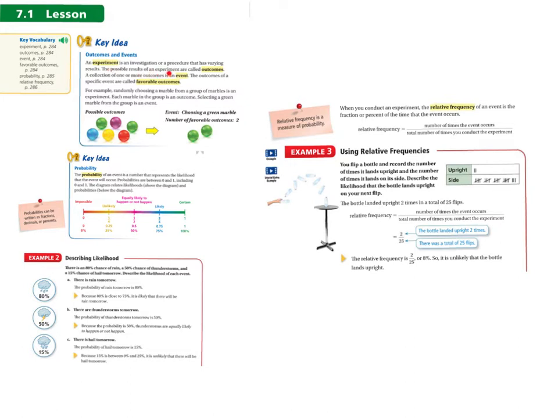The possible results of the experiment are the outcomes. So for flipping a coin, there are two outcomes, heads or tails. For rolling a die, there are six outcomes, 1 through 6. The collection of one or more outcomes is an event. The outcomes of the specific event are called favorable.